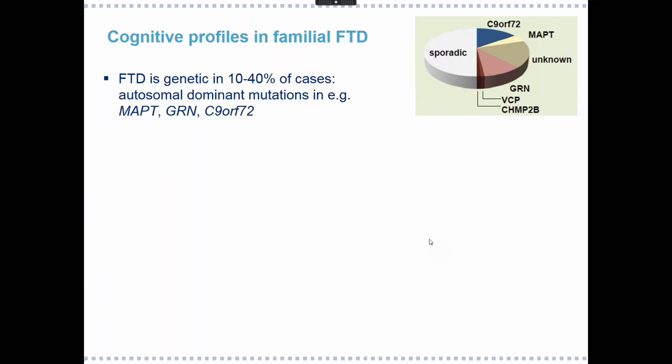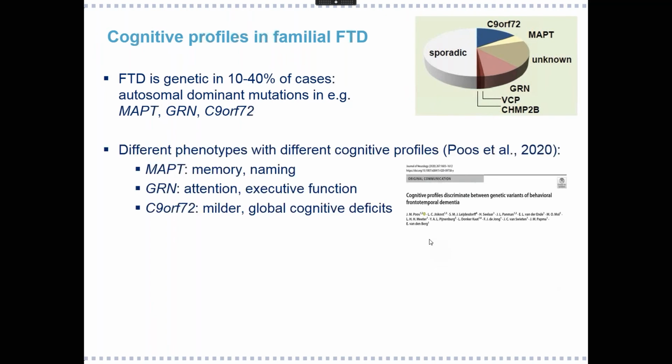Now over to the cognitive profiles in familial FTD. As you might have heard today, FTD tends to be highly genetic, with up to 40% of cases being explained by dominant mutations in one of the genes. The most common mutations can be found in the MAPT, progranulin, and C9 genes. And we already knew that the different gene mutations were leading to different clinical phenotypes.